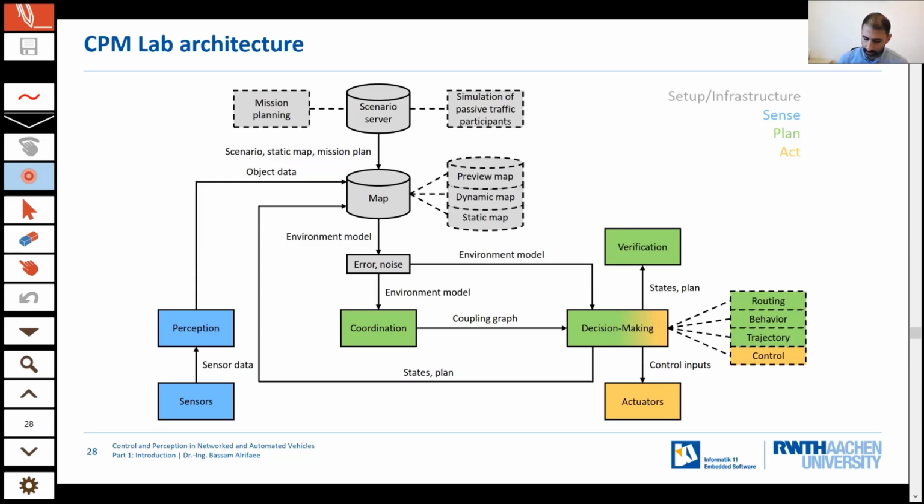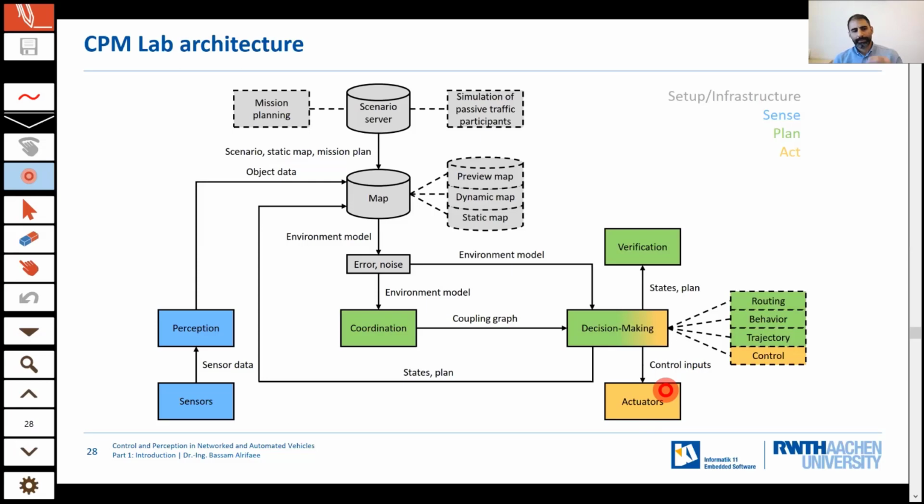But before that, I would like to speak about the result of the decision-making, the states and the plan. The states and plan computed by the decision-making should also be verified. Are they, for example, deadlock-free? Are they safe? Are they efficient? This is what we can decide using a verification. So we can decide to conduct a plan or not. If the verification module says, well, everything is fine, go ahead, then we apply the control inputs using the actuators.